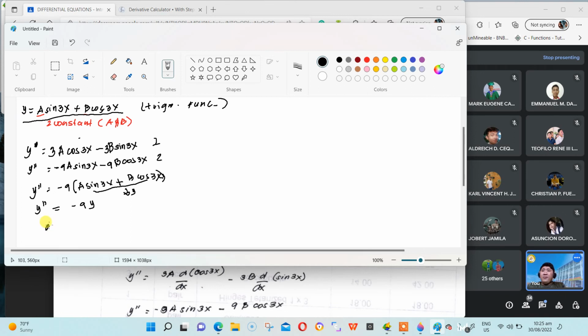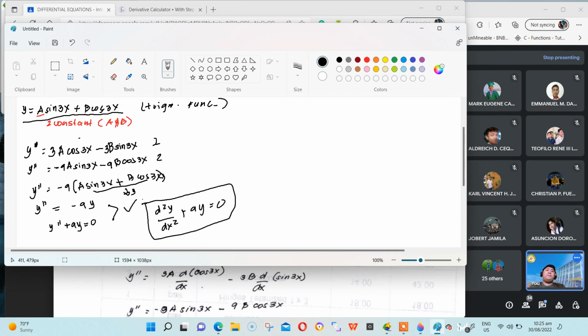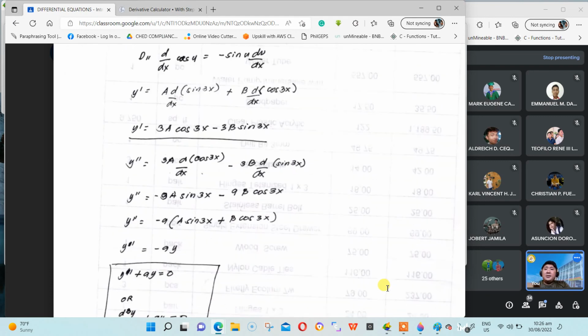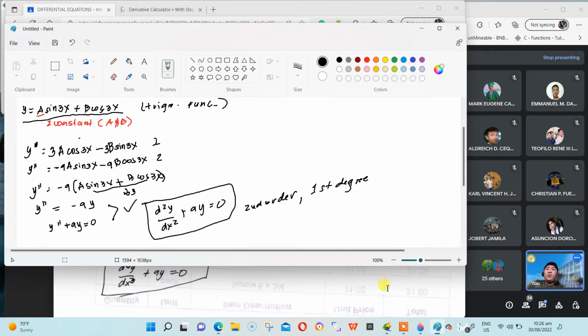Okay, so therefore you could just rewrite it. You could have it like that, or you could do this: plus 9y equals 0. Just transpose. Either one is fine. Then, you could transform this one to order notation, so you have d squared y over dx squared plus 9y equals 0. Still, second order, first degree. Second order, first degree. Okay? Let's see our answer. Answer is the same. Question!